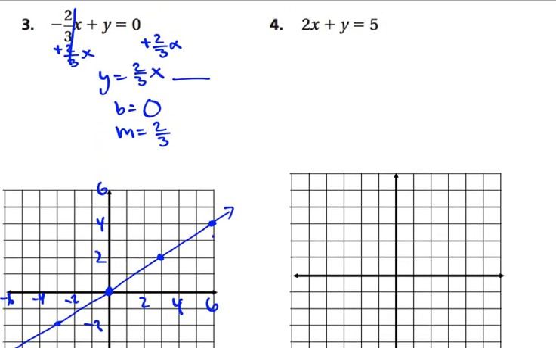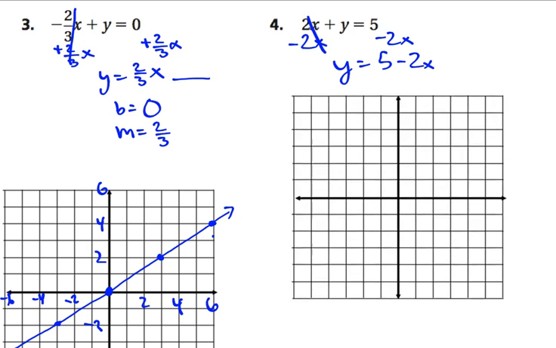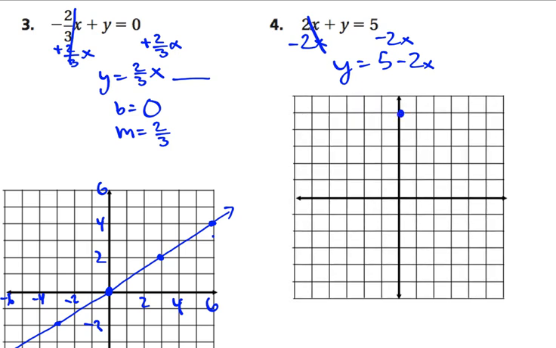2x plus y is 5. If we subtract the 2x to get the y by itself, we get y is 5 minus 2x. The intercept here will be 5. That's the constant term. The slope is negative 2, so I'll go down 2/1 from that point. And we end up with this nice line. Throw some numbers on here so I know what I counted by.